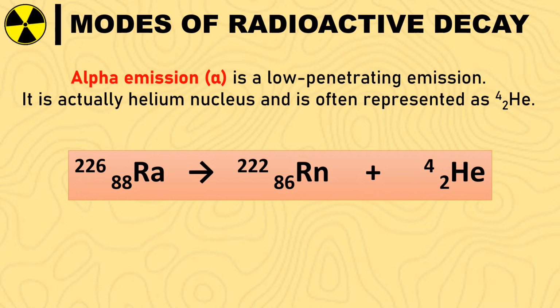Because of its very large mass, more than 7,000 times the mass of the beta particle, and its charge, it has a very short range. It is not suitable for radiation therapy since its range is less than a tenth of a millimeter inside the body.